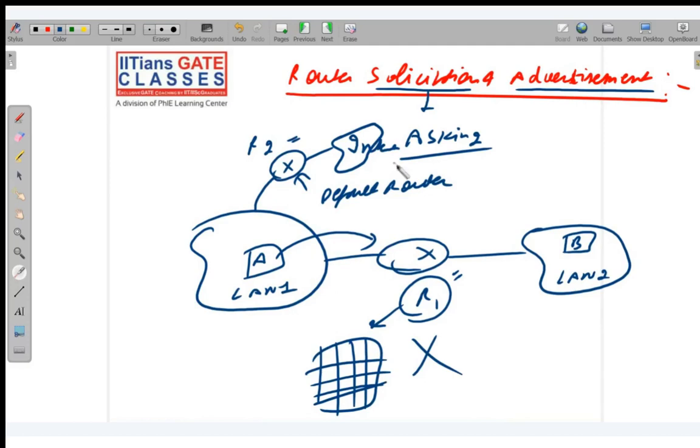And sometimes, even if a router does not get a solicitation message, from time to time it can send this advertisement to all other computers in the network, just to inform them that we are alive, you can send us messages. This is all about router solicitation and advertisement.